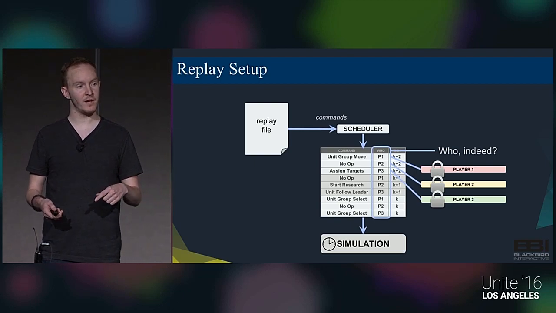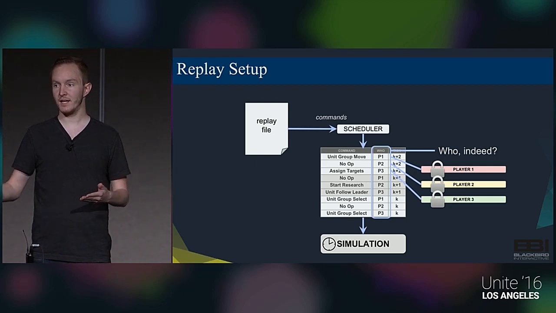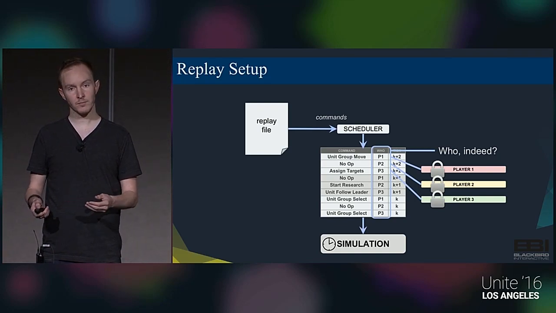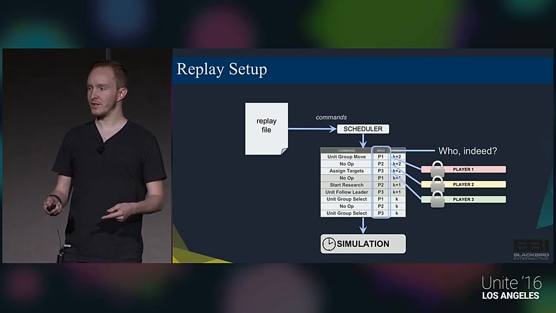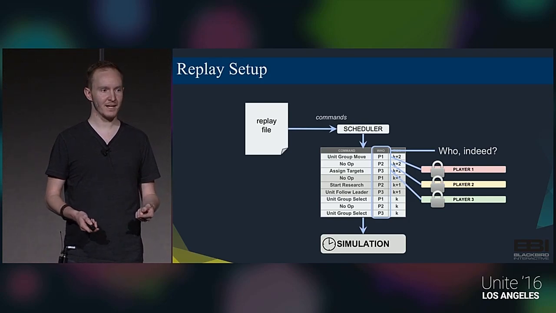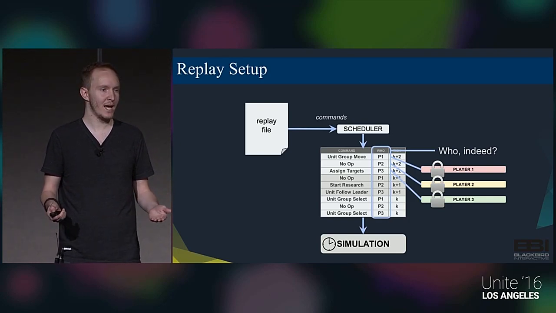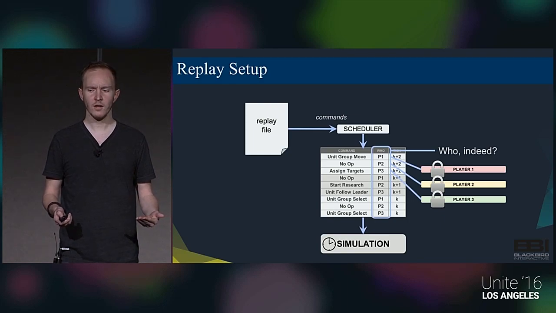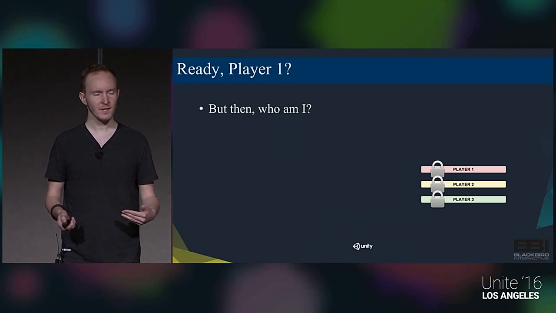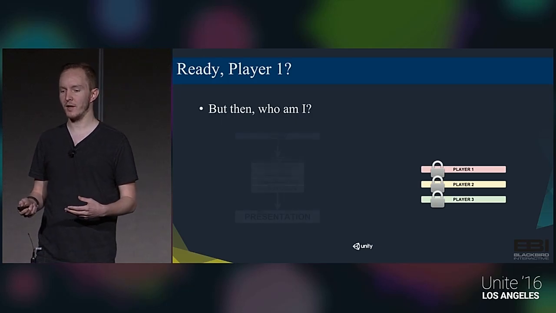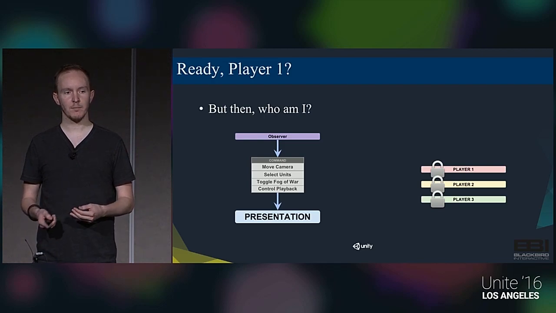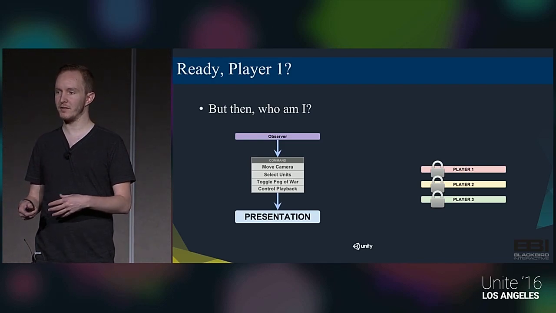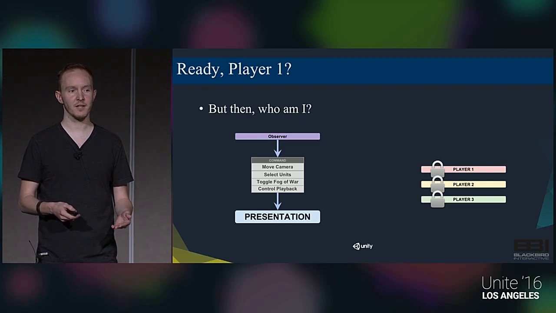Then every time the replay file sends in a command, it checks to make sure that there is a player in the game that can handle that, and then it runs it through the simulation. So if I'm watching this replay and the game is being played back and I've got players 1, 2, and 3, what happens if I was player 1 before? Who am I in this game? Well, we introduced the concept of an observer player. The observer player is actually a player in the game, but similar to the dummy players, they have no ability to issue commands to the simulation.